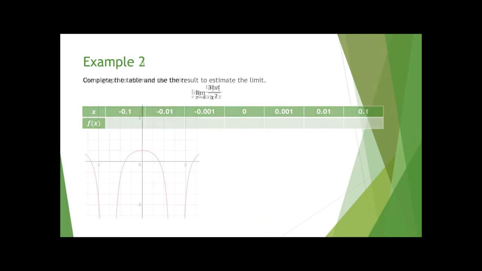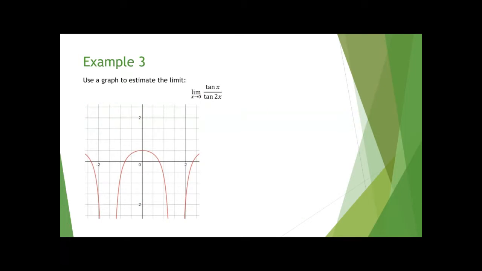Okay, so now I have a couple graphing examples here, where this time we're not going to do a table because it's tedious, and we're going to use just the graph. And I put the graph here for us already so that we don't have to make the graph. So we want to estimate the limit as x goes to 0 of tangent x over tangent of 2x. And so we are looking as x goes to 0.